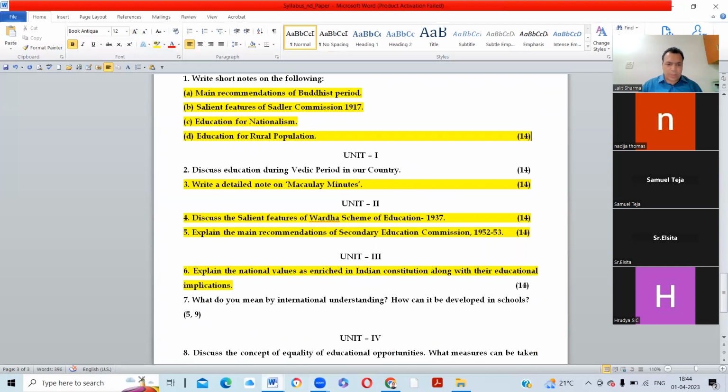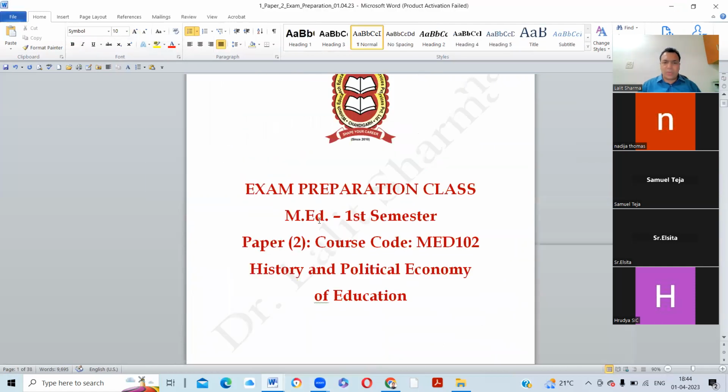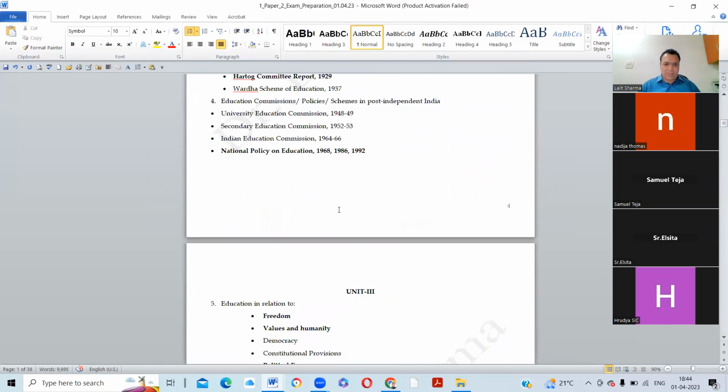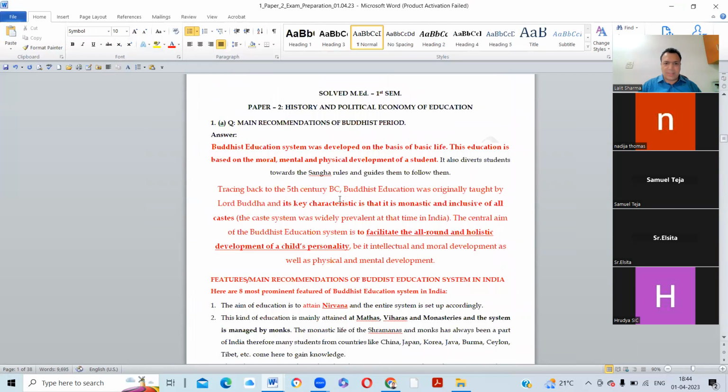Okay, now the cursor is okay. So I come to my solved paper. This is the solved paper, and the first question is, you can see this one, right, guys? History and political economy of education, solved paper MEd first sem, paper 2. The first is main recommendations of Buddhist period. So, guys, this is your short answer. You know that in your short answers, you have to fill around 2.5 pages, right?